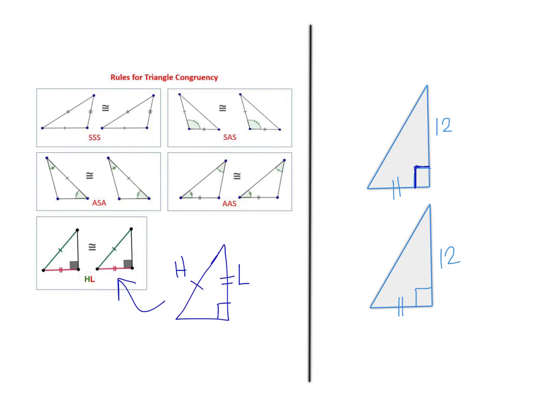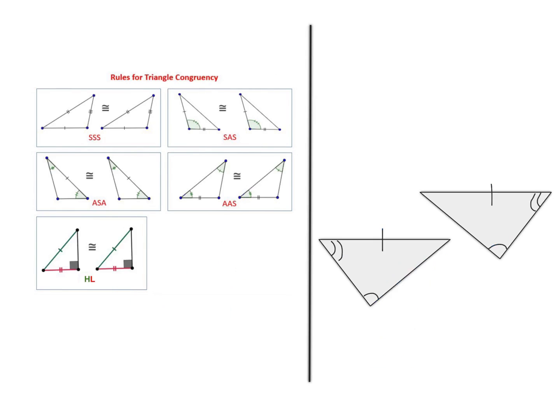Instead, what would work is side, angle, side. Here's another picture of side, angle, side. So the correct postulate that would prove that these two triangles are congruent to each other is the side, angle, side postulate.